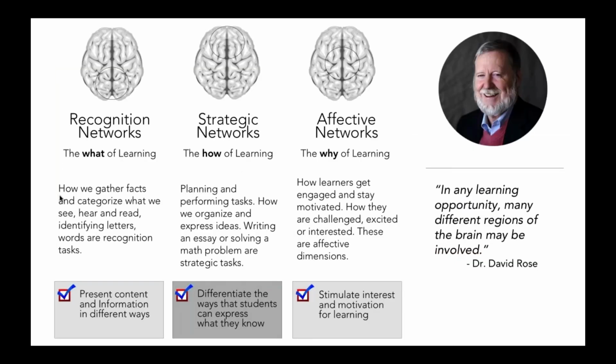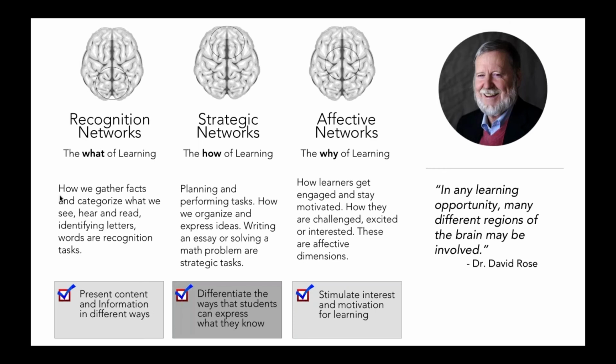Three illustrations of the human brain viewed from the top-down perspective. Photo of Dr. David Rose. He is an older Caucasian man with gray hair and beard. Student variability. Right here we see David Rose, and he says, in any learning opportunity, many different regions of the brain may be involved. For example, the recognition networks we look at as the what of learning. And that is how we gather facts, categorize what we see, hear, and read, identifying letters, words, our recognition of task.